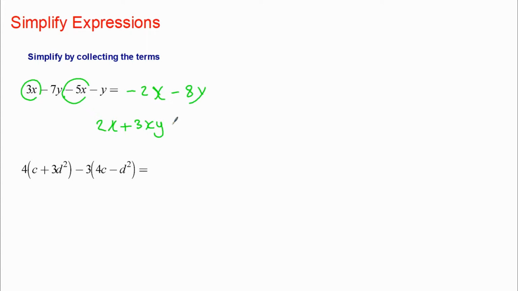The second example on simplification is about first expanding the brackets and then simplifying as much as we can. So 4 times bracket c plus 3d squared minus 3 times bracket 4c minus d squared. If I expand these brackets, it would be 4c plus 12d squared. Now I need to multiply by minus 3 into that bracket, because I have a minus outside. So minus 3 times 4c would be minus 12c. Minus 3 times minus d squared, minus times minus is plus, so this would be plus 3d squared.